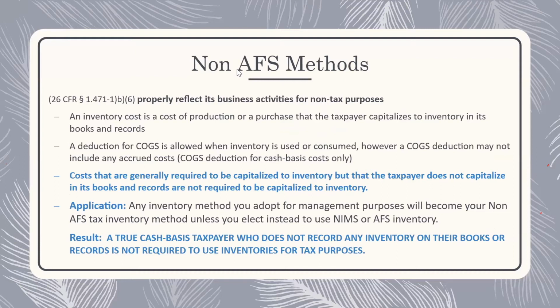All right. Okay, this slide again, super complicated, but what it gets down to is, this is the hidden part. If you don't write anything down, if you are strictly cash basis, if you don't manage your inventory at all, then you don't have to keep any inventory at all on your tax return, and you can report your inventory on a pure cash basis.